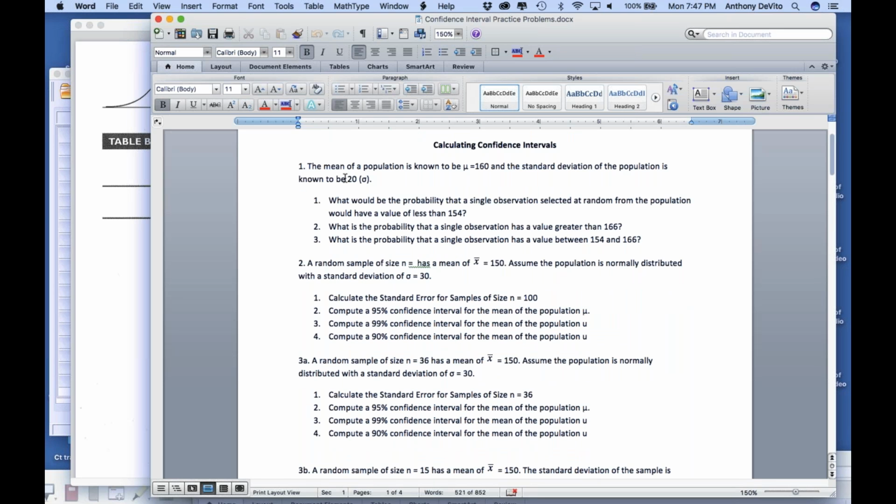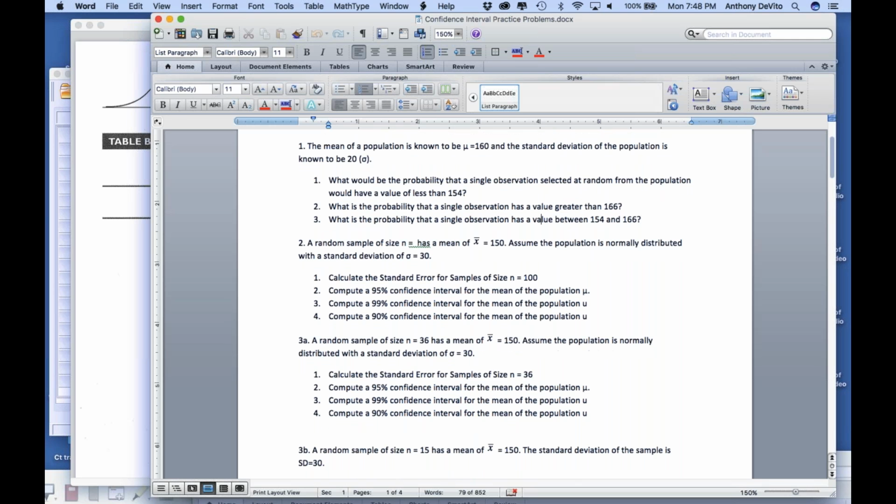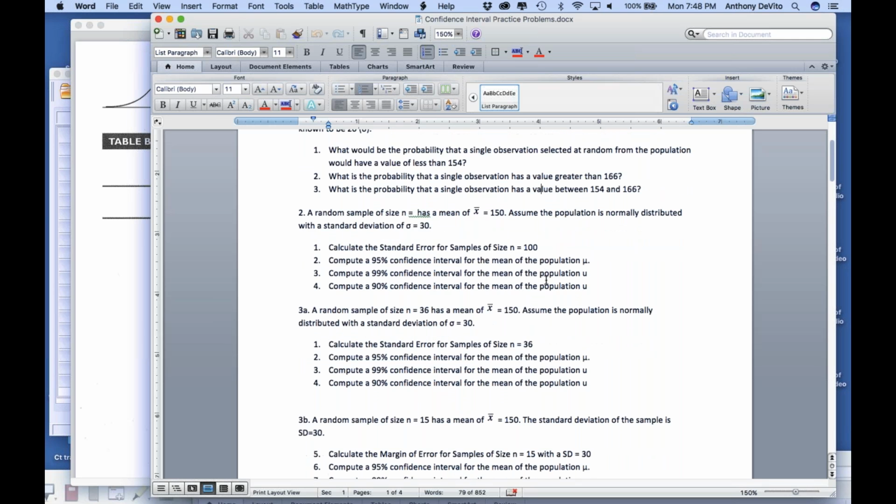The first problem here is not really a confidence interval problem. It says the mean of a population is known to be 160, and the standard deviation of a population is known to be 20. What would be the probability of a single observation being selected at random from the population less than 154? We know that's a z-score: 154 minus 160 divided by 20. It's below the mean, so it's negative. And then we look up the z-score in the area. These are all things that have to do with single looks at a population. It's kind of a warm-up, so I'm not going to go over that because we've really kind of beaten that to death at this stage.